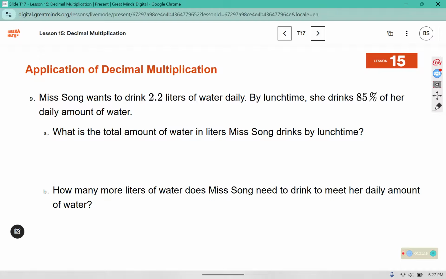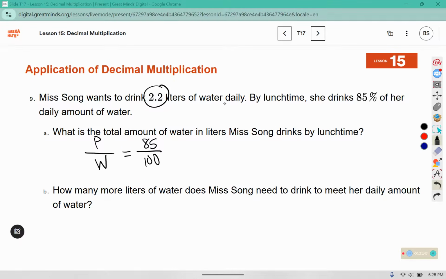Miss Song wants to drink 2.2 liters of water daily. By lunchtime, she drinks 85% of her daily amount of water. What is the total amount of water in liters Miss Song drinks by lunchtime? Recall that for percents, we rewrite it as part over whole equals percent out of 100, and we use that cross multiply and divide technique. Here I have 85%, and 2.2 is part of her daily water. So that's going to go in the part position.